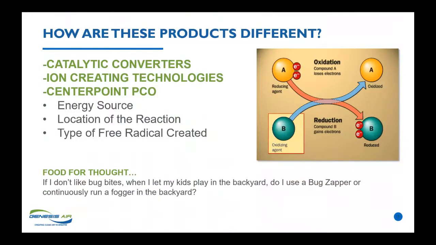The differences in these products we saw on the other slide. They had a commonality in that they had an energy source. There is a location of the reaction and there's a type of free radical, but a catalytic converter, an ion creating technology, and a CENTERPOINT PCO technology don't have the same energy source. The reaction does not occur in the same place, and the type of free radical created may vary.